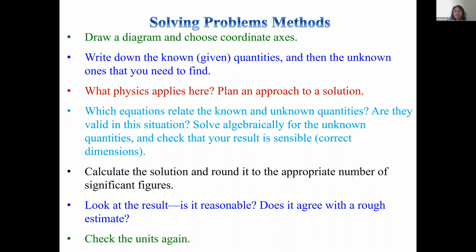Because of that, read the question carefully, draw your cartoon, and then write your known quantities and unknown quantities on your diagram. Then think about what physics you're going to apply, and plan your approach in your head first. Then write the equation, and start solving your problem first algebraically. Algebraically means by using the symbols, and next by plugging in the numbers to get the final answer.